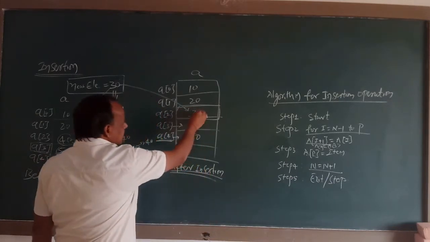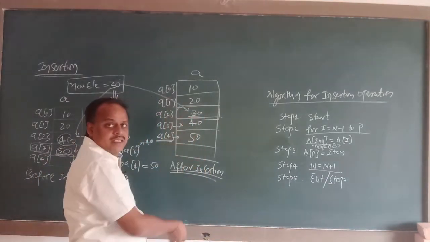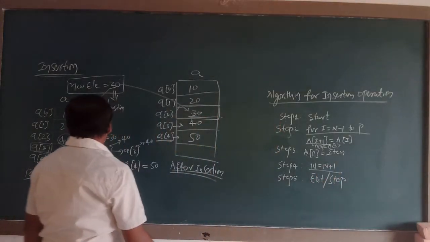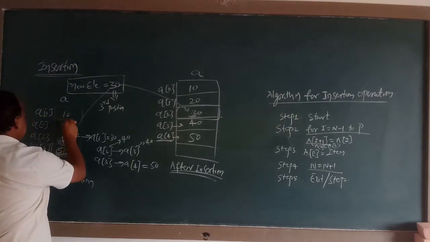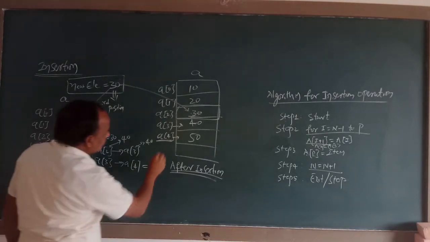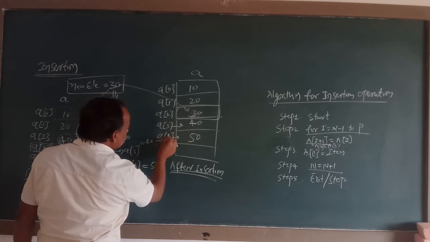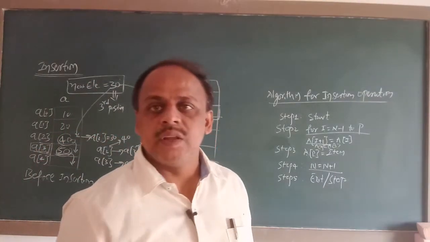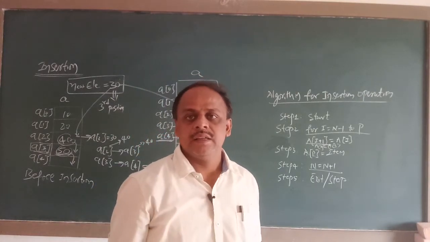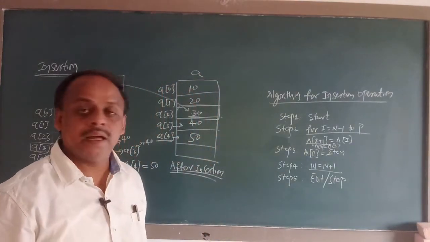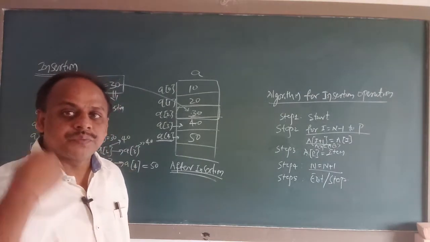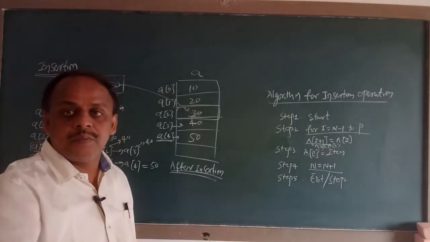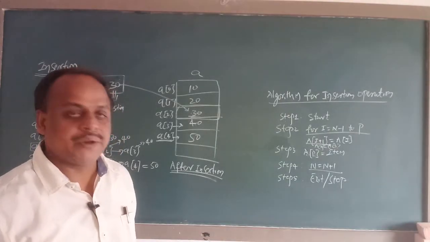After inserting the new element, the array size is increased. That's why n is equal to n plus 1. So previously n is 4, 1 2 3 4, A of 3 is there. Now size is increased. That's why n plus 1 means A of 4. So like this it is possible to insert a new element into the array. Right? Now let us see another operation, that is deletion operation.